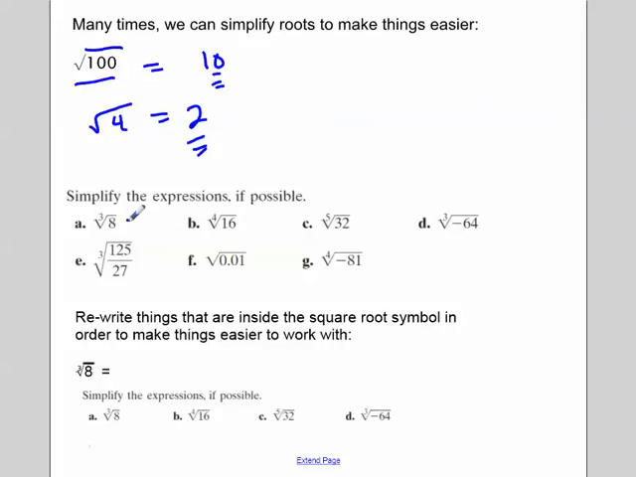Cube root of 8, we did that one before. That's 2. 2 times 2 times 2. 2 cubed is 8. Fourth root of 16, 2, because 2 to the fourth power is 16. 2 times 2 is 4, times 2 is 8, times 2 is 16, and that gives us the number we're looking for. Fifth root of 32 is also 2. So 2 to the fifth power gives me 32.